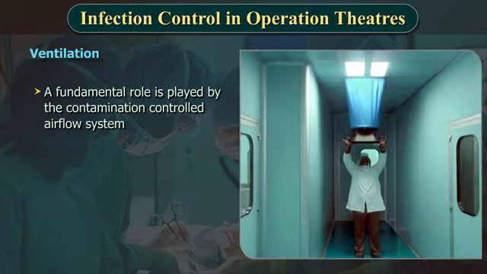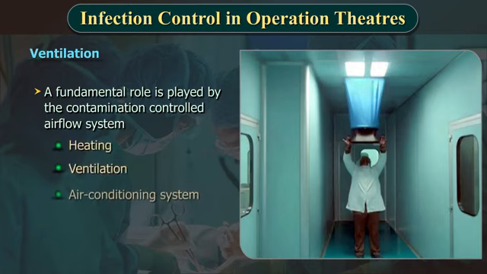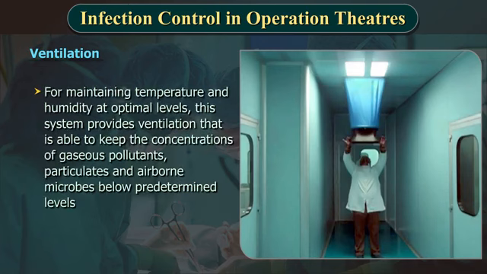In this regard, a fundamental role is played by the contamination-controlled airflow system, like heating, ventilation, air conditioning system, etc. Indeed, in addition to maintaining temperature and humidity at optimal levels, this system provides ventilation that is able to keep the concentrations of gaseous pollutants, particulates, and airborne microbes below predetermined levels.